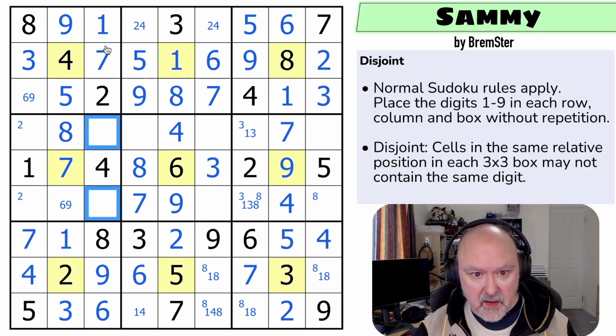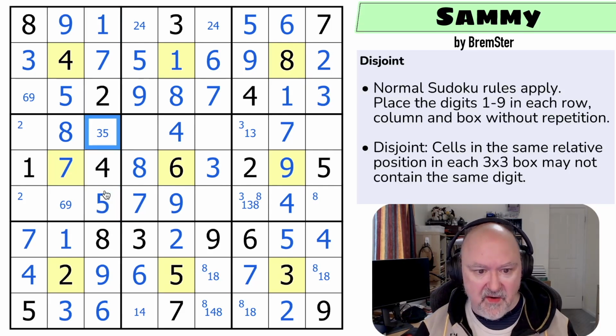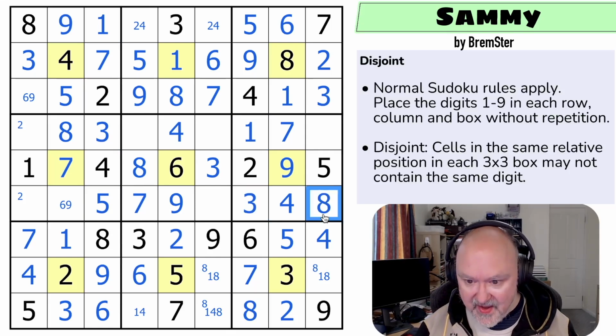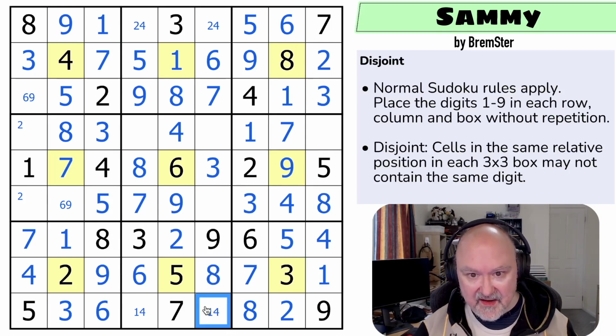This is a pair. 1, 2, 3, 4, 5, 6, 7, 8, 9. So these are 3 and 5. And that 3 sees that 1. So that's the 5, that's the 3, which means that's the 1, which means that's the 8, that's the 3, that's the 8, that's the 1, looking over, making that the 8 and taking 8 out of there. This is a 1, 4 pair.